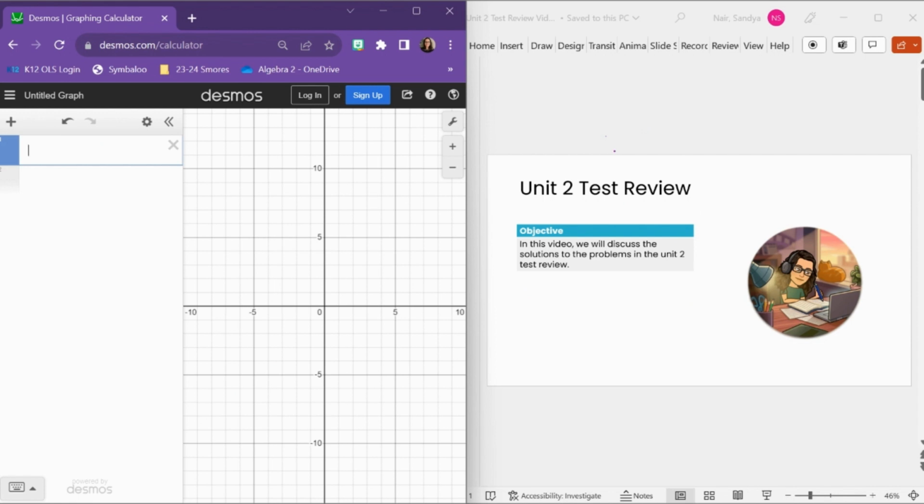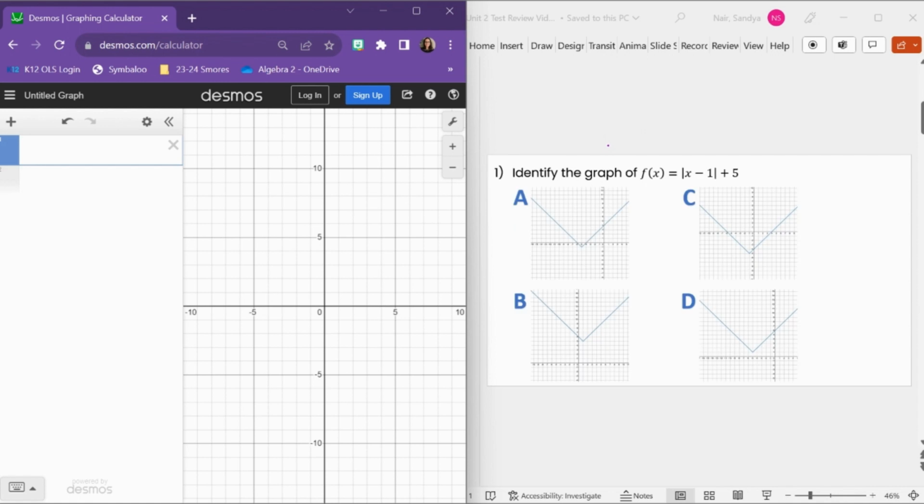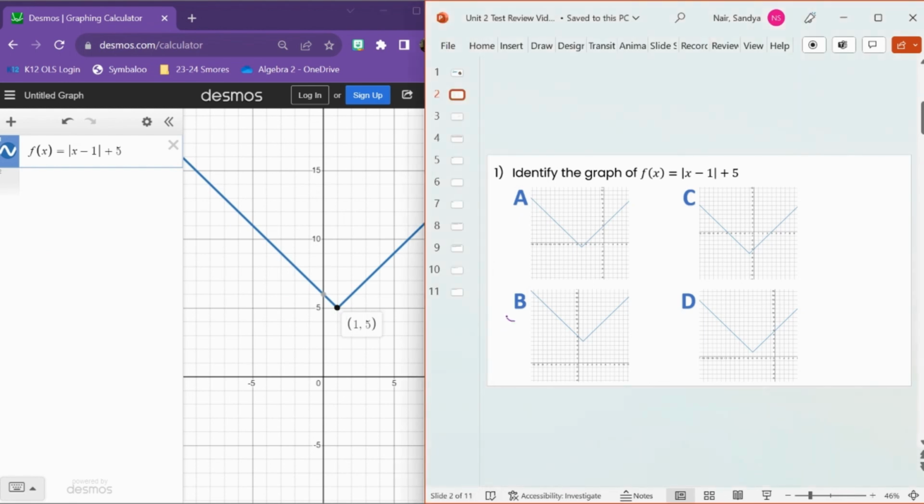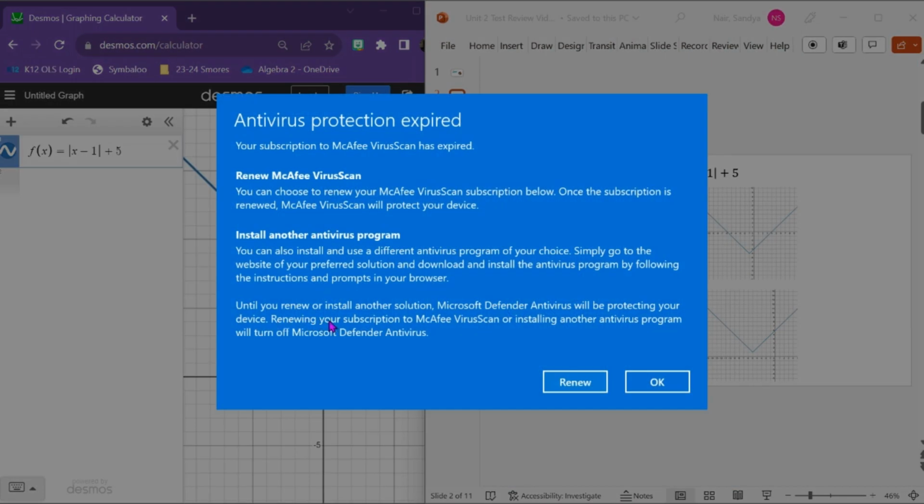So in this video, we're going to go over the solutions to the problems that are in the Unit 2 test review. So this very first question is a graphing question. It's asking us to identify the graph of f of x equals the absolute value of x minus 1 plus 5. So whenever I'm doing graphing questions, I always like to use Desmos because it gives us a nice visual of what our graph is supposed to look like. So we have the absolute value of x minus 1, and then remember the plus 5 needs to go outside the absolute value. So you can see that this graph will open up. So all our answer choices do match that. But notice that the vertex is right here, and that vertex is going to be at 1, 5. So notice that answer choice B is the only one that has a vertex at 1, 5.